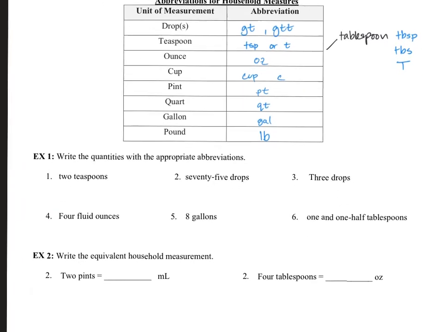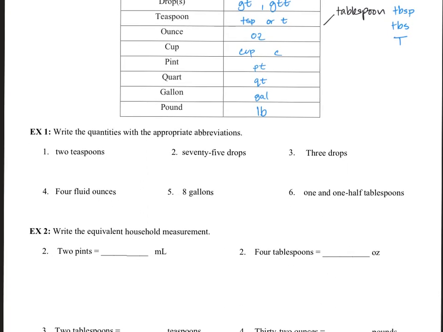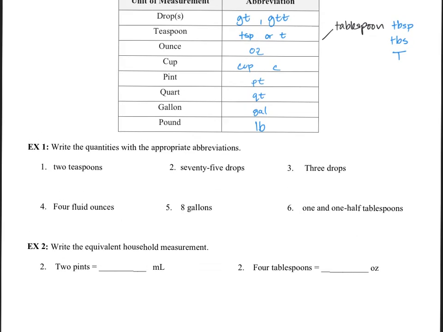All right, so moving along, write the quantities with the appropriate abbreviations. 2 teaspoons. Let's see, where are the teaspoons? Oh, actually we have 2 different versions for teaspoons. We got that version or that version. I'll go ahead and write both of them out. So 2 tsp or 2 t. Go ahead and try to fill out the rest of the problems in the example. Pause the video and check back in with me.